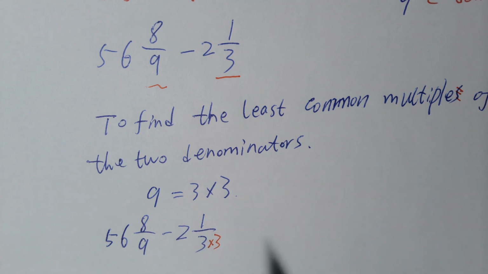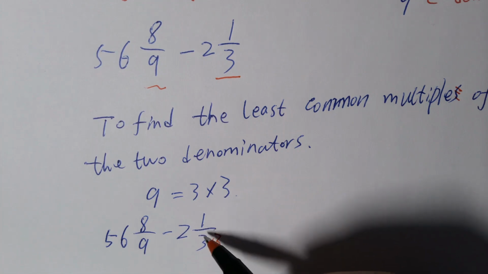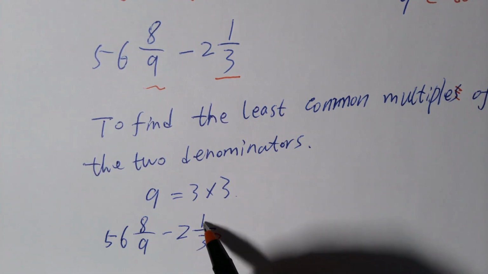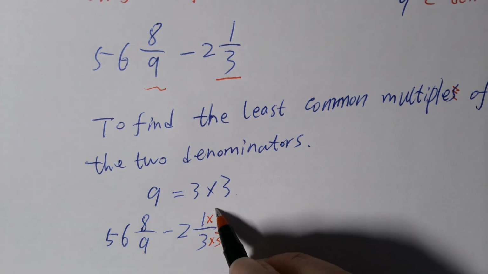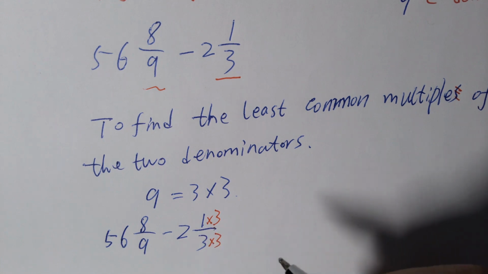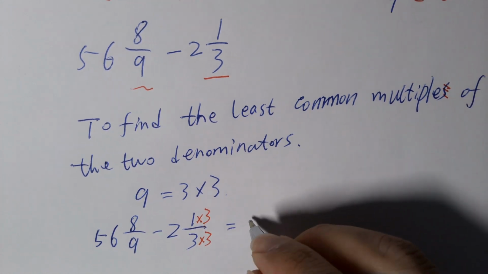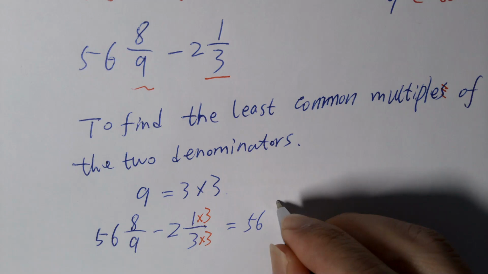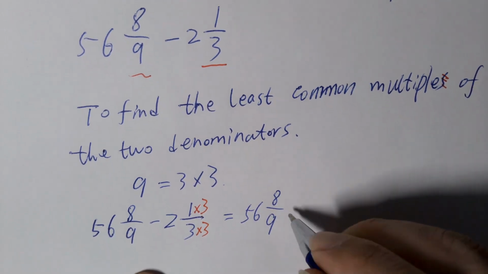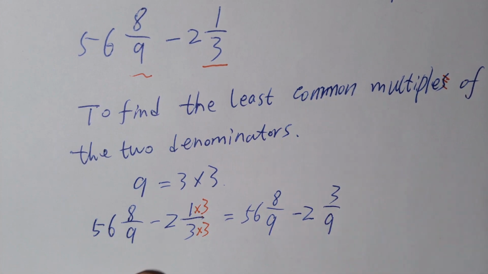In order to make sure the fraction does not change, we have to multiply the same number to the denominator and the numerator. So multiply by 3 here. And with that, we keep the same fraction value, not change, right? And now we can see this becomes 56 and 8 over 9 minus 2 and 3 over 9, right?